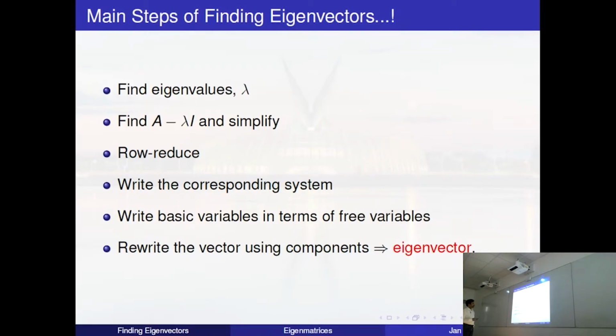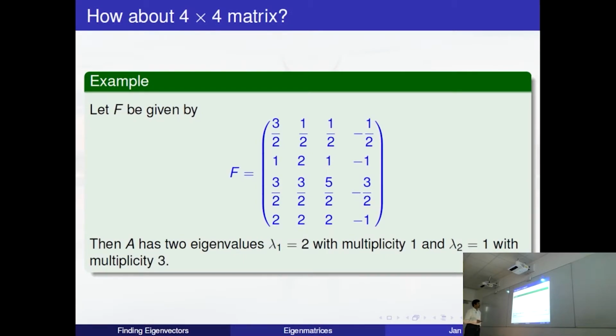And so these are the steps that we normally use to solve such a problem. We find the eigenvalues, then we plug in the values and simplify, and then we do the row reduction. After the row reduction we can write the corresponding system, and then we solve for basic variables in terms of free variables. Then we write the vector in parametric vector form, and you get the eigenvector. So there are 1, 2, 3, 4, 5 steps for such a problem.